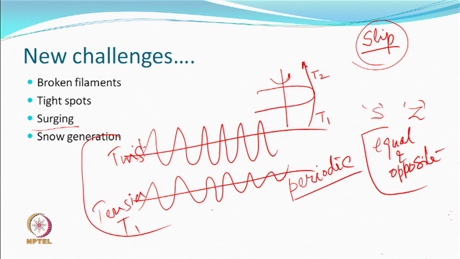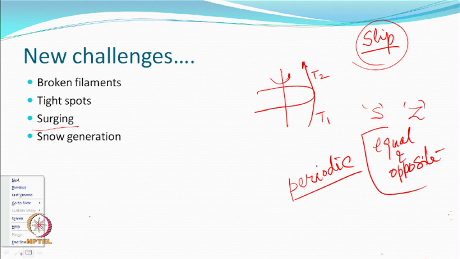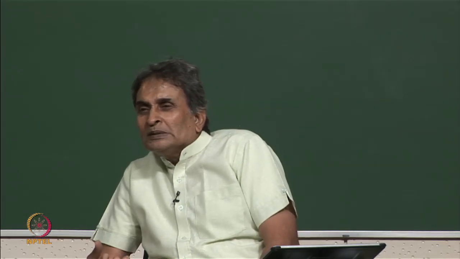Snow generation. So, this is a problem which is obviously very specific to this process. Snow obviously is not the snow that we are talking about. There is abrasion. When there is a slip, there is abrasion. And which is the softer material? The yarn. Even softer than this is the surface, which may have spin finish.